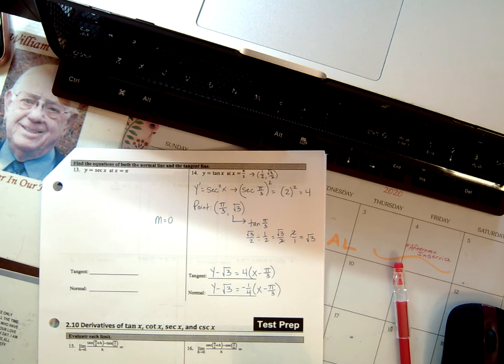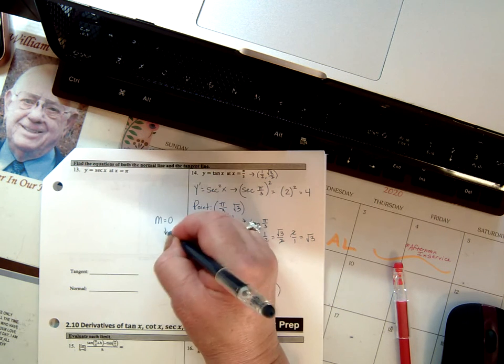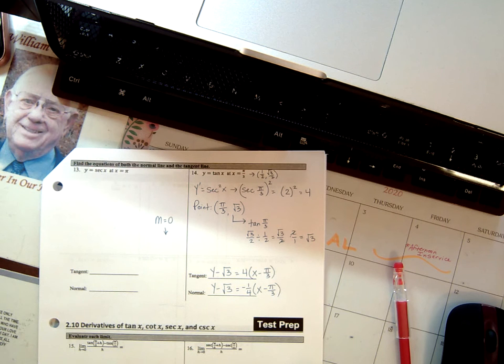Slope is 0. This is 0 fun, Mr. Slope Dude says. Anybody? If the slope is 0, what kind of line is it? A horizontal line. Yes, thank you.